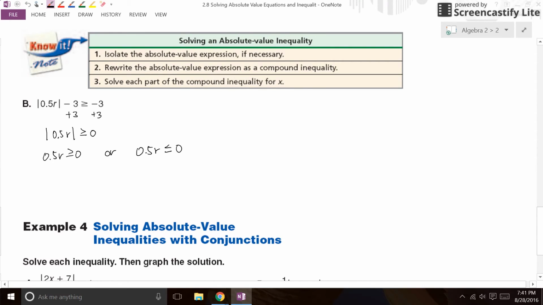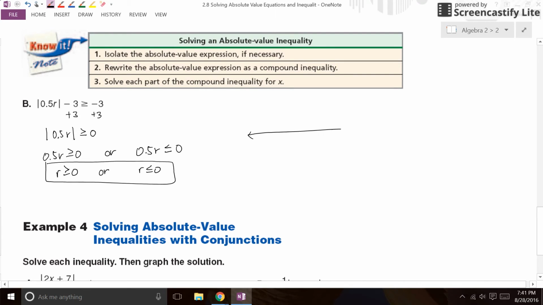Now that's a half, so I'm going to multiply both sides by 2. Say I multiply both sides by 2 and I get r is greater than or equal to 0. Or multiply both sides by 2, r is less than or equal to 0. There's your answers. Bizarre and silly, right?